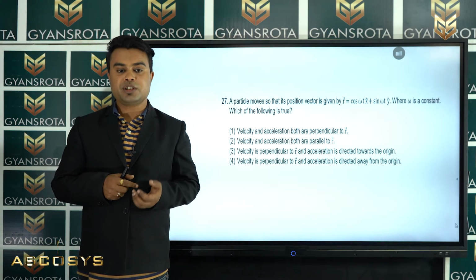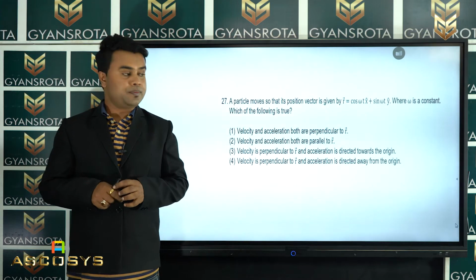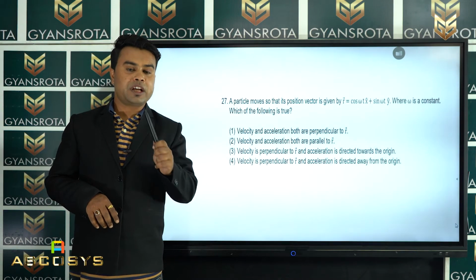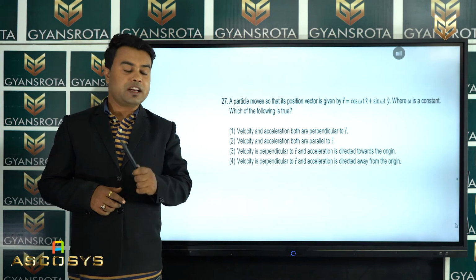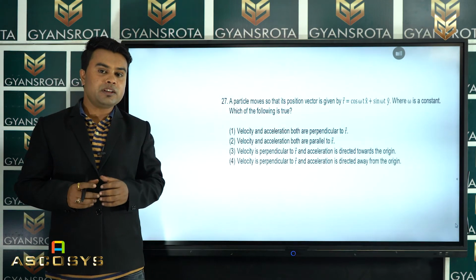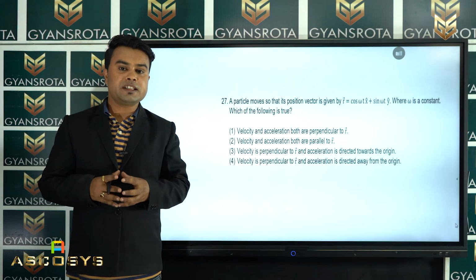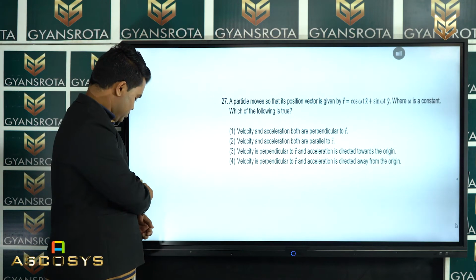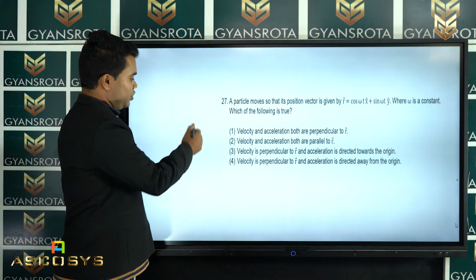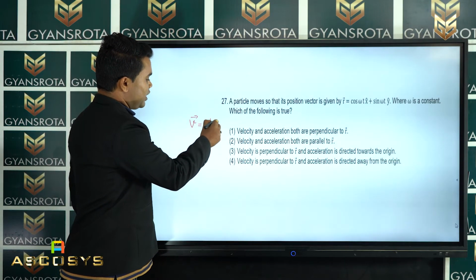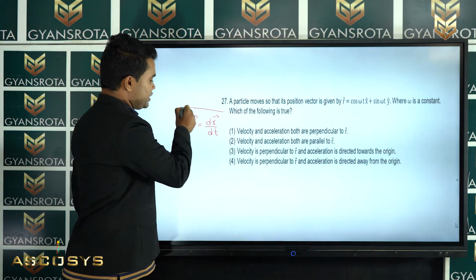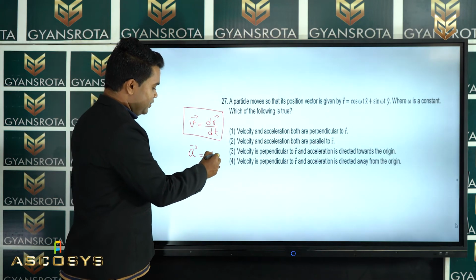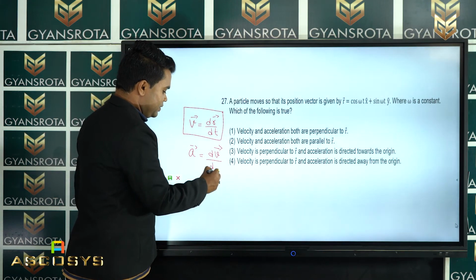Here in every option you will see that there are velocity and acceleration. Velocity is also there, acceleration is also there. So from the position vector you have to calculate first the velocity and then the acceleration. How are you going to calculate the velocity? If you know the position vector, you can easily calculate the velocity, the rate of change of position vector. You are going to find velocity as dr by dt. This is at first, and once you calculate this one, you need to calculate acceleration as dv by dt.